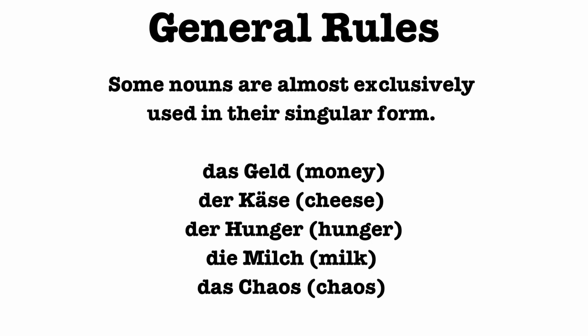Some nouns are almost exclusively used in the singular form. For example, das Geld, money, der Käse, cheese, der Hunger, hunger, die Milch, milk, das Chaos, chaos. There is a plural form of das Geld, which is called die Gelder, which is monies, but this is a slightly different meaning than the singular form. You can say die Käse, which is cheeses, for the plural form of der Käse, but this is a pretty specific circumstance. Most people would probably use die Käsesorten, or types of cheese, instead.